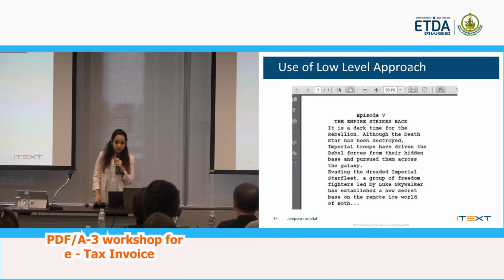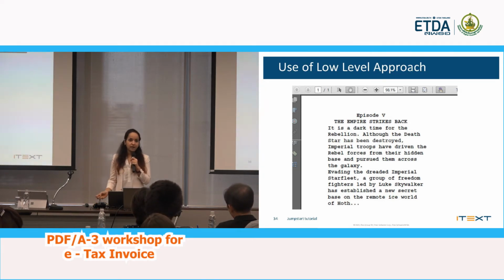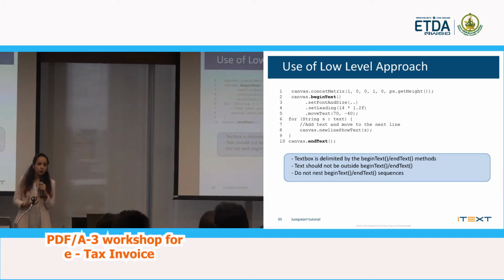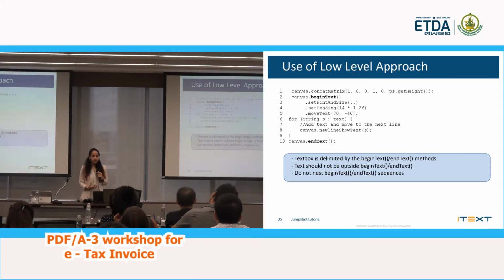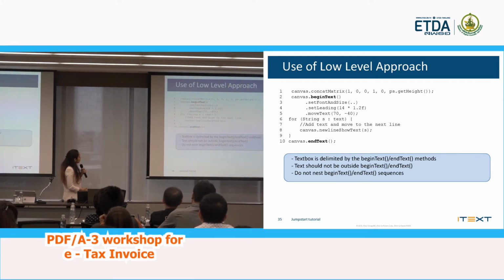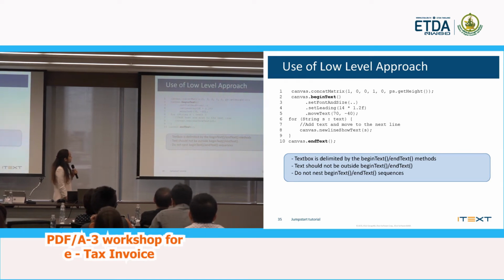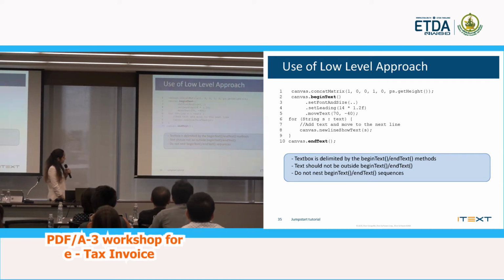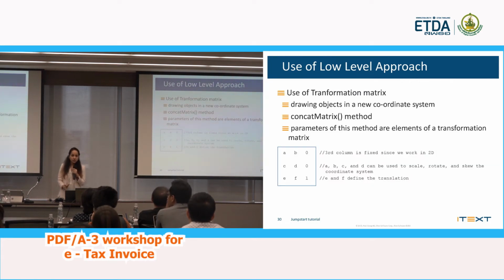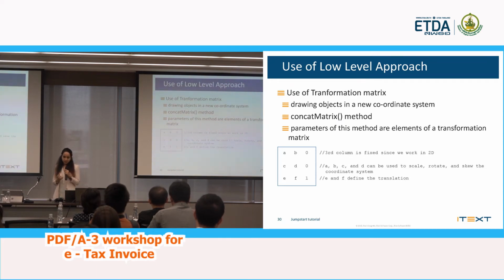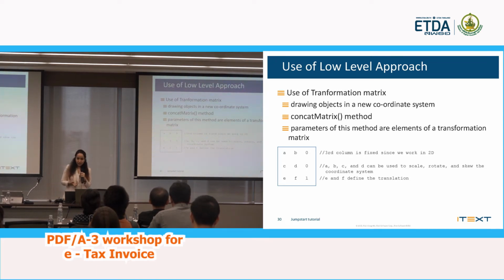I'll show you another example of how you can use the low-level API. But the use of low-level API requires that you have some knowledge of PDF syntax and structure to be able to use it effectively. This is a small code snippet which depicts how you can use the canvas to add text at certain positions. There is also a concept of transformation matrix, which allows you to draw objects in a new coordinate system. Using the concat matrix method, you can scale, rotate, or skew your coordinate system.